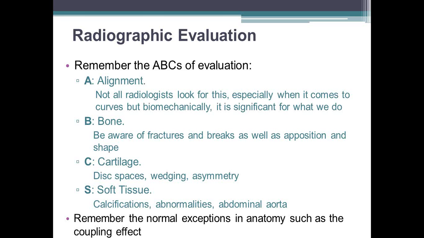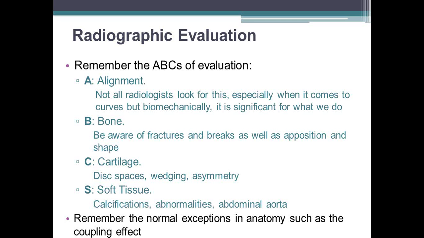So the last thing that we want to make sure of, especially when we're evaluating X-rays, is that we need to remember the normal exceptions in anatomy, and these include things such as the coupling effect. The coupling effect is really defined because of the shape of the posterior segments of the vertebral body and the way they kind of ride one on top of the other. As we take a patient's spine and we bend them to one side, whether you're looking at the neck, the thoracic, or the lumbar spine, there's actually a rotational component in there.